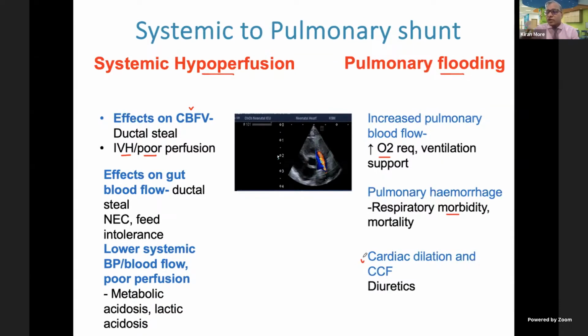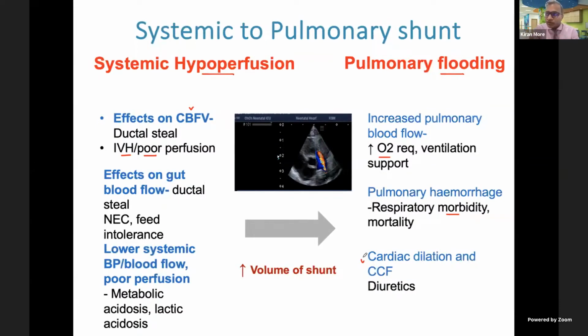These are the effects because of the continuous flooding of the lungs, and the effect on the heart because of the over-circulation from the lungs into the left side of the heart. And all these effects will be more pronounced with increase in the volume of shunt and duration of the shunt.